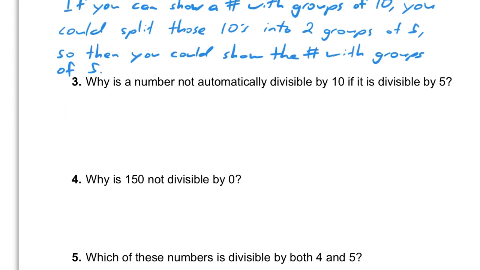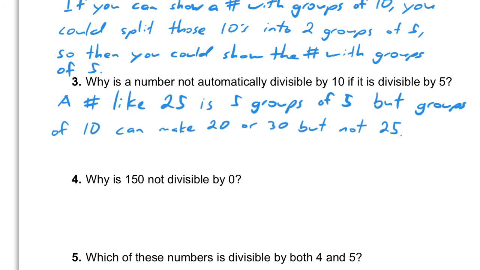The next question says, why is a number not automatically divisible by 10 if it is divisible by 5? And I might say something like this. A number like 25 is 5 groups of 5, but groups of 10 can make 20 or 30, but not 25.